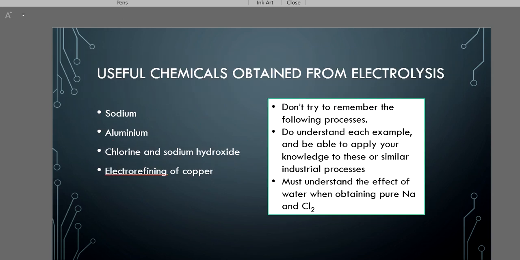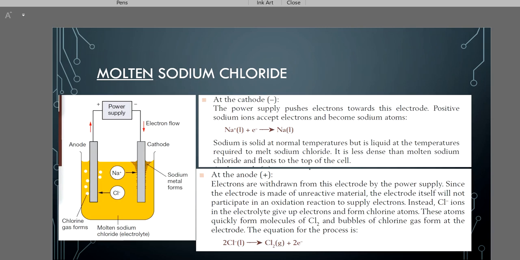Okay, some of the different chemicals that we can obtain from electrolysis: sodium, aluminium, chlorine, sodium hydroxide, and electrorefining of copper. We're going to have a look at some of these cells. Now, there's no need to feel like you need to learn all these specific details. It's more an understanding of, okay, so if we want to produce sodium, what, according to our series, does that mean our cell needs to consider? So that's the first one we're going to look at.